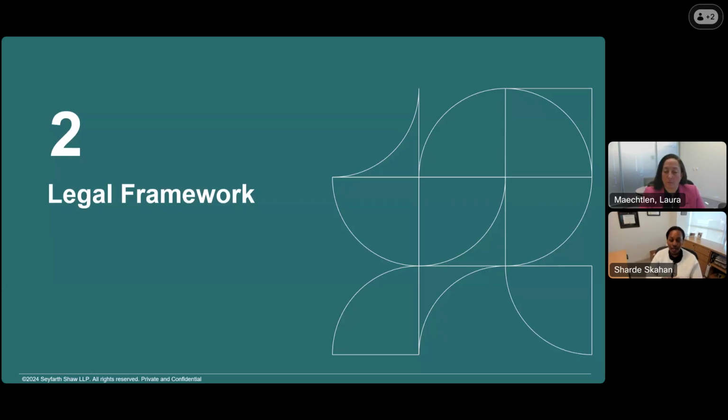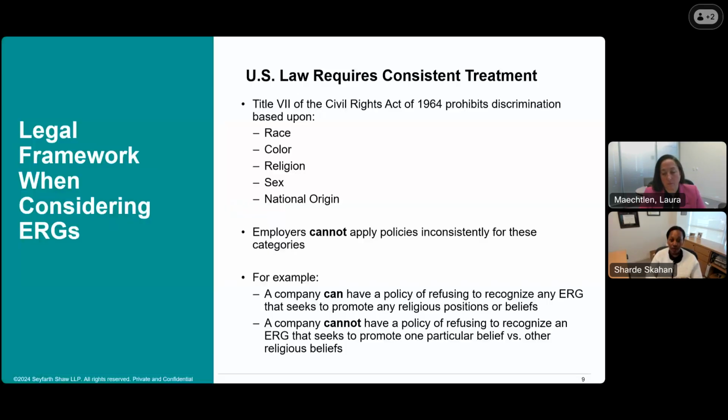So companies can have policies to refuse to recognize an ERG that's supporting a religious position or belief, but there can't be a policy of refusing to recognize an ERG that seeks to promote one particular belief versus other religious beliefs. So for many years, a lot of businesses have excluded belief-based groups like political beliefs, for example, and faith-based ERGs, but there's a lot of considerations that come into play when determining whether that's also going to be the policy of your business as well.